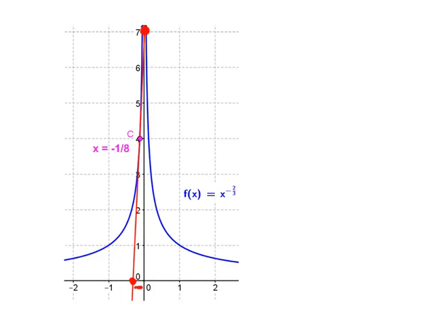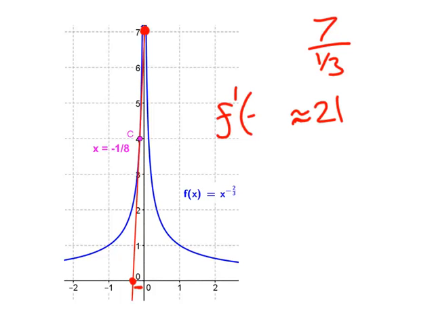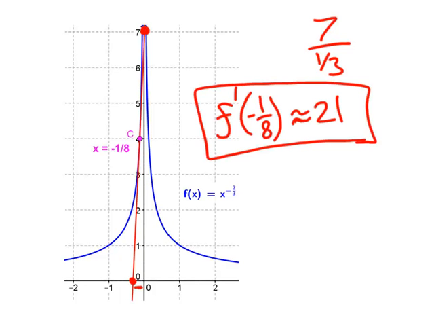So that would mean our rise is 7 units up and down, right? And the run looks to be about 1/3 of a unit. And what's 7 divided by 1/3? Well, isn't that the same as 7 times 3? So I'm saying 21 is my estimate. 7 divided by 1/3 is the same as 7 times 3. And I am saying that that is my estimate for f prime of negative 1/8. Okay, so we've got our estimates there.